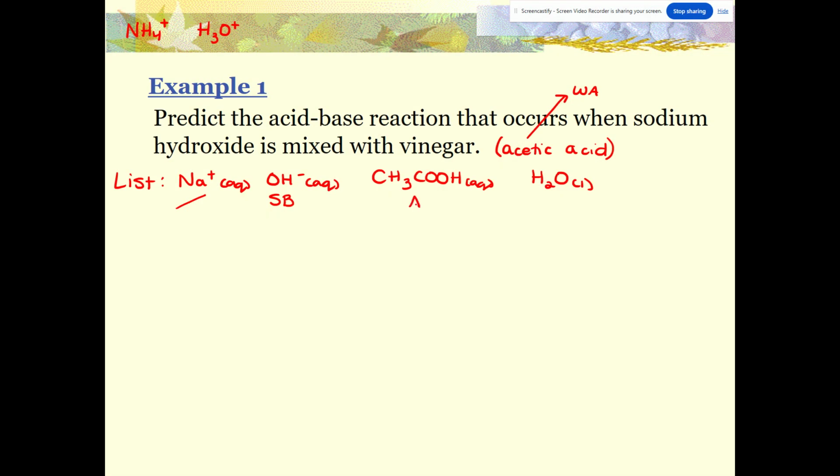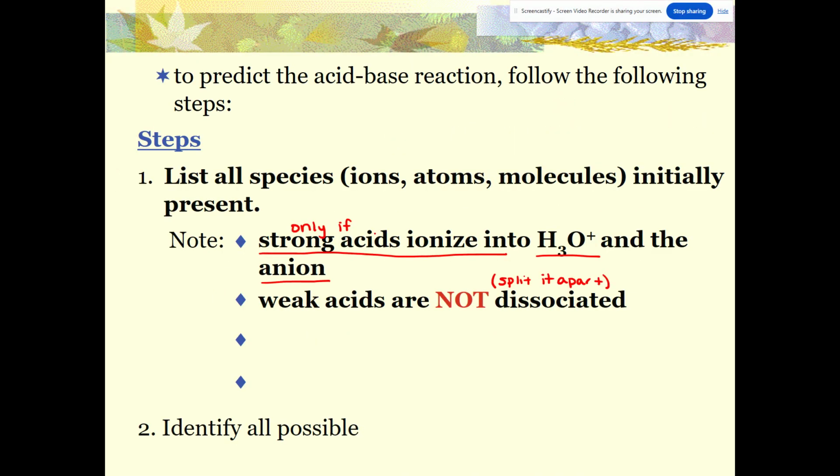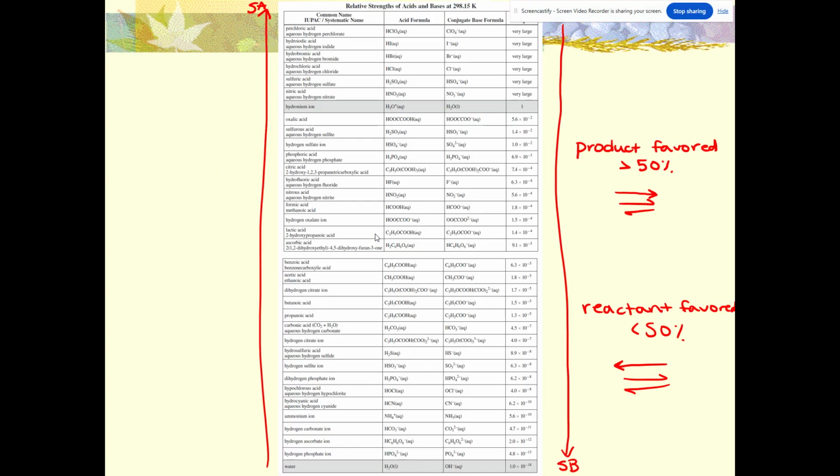Then you have acetic acid and water as possible acids. Water could also be a base, but we've already identified hydroxide as the strongest base. So when you check the chart, you should see that acetic acid is highest up on the left of the chart. So if we go back and check the chart, just to show this, we have acetic acid, which is right here, and the hydroxide ion, which is right here, okay?